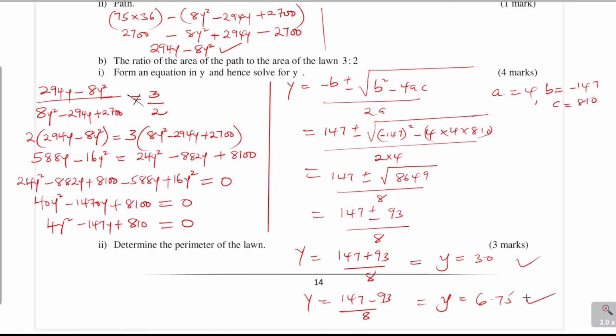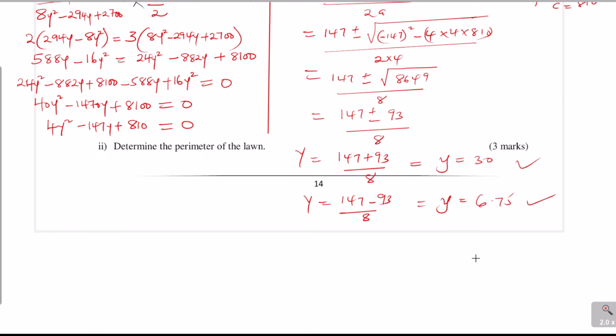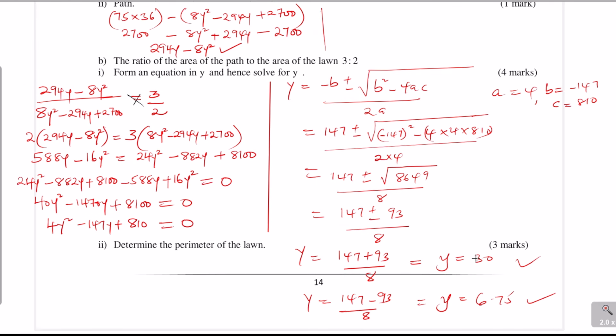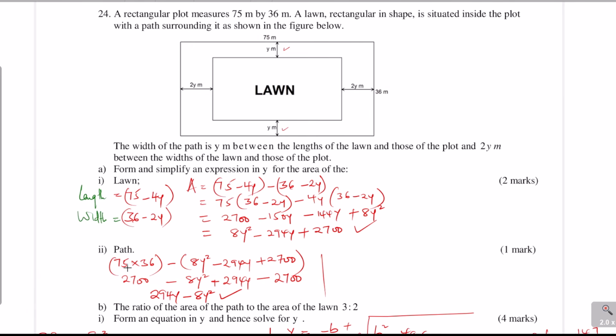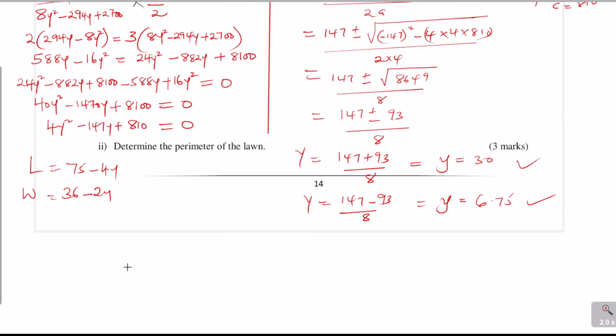So you have these two values. So we solved for the value of y. Now we can go to the last question, the perimeter of the lawn. Now remember, the length of the lawn was 75 minus 4y, and then the width was 36 minus 2y. It is up here in the first part. So now we can try to substitute these values of y and see which one will give us the correct measurement.